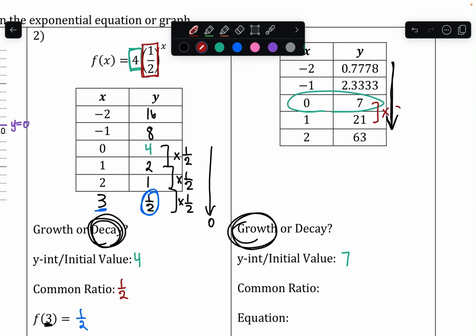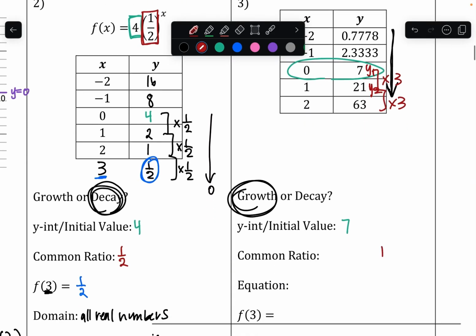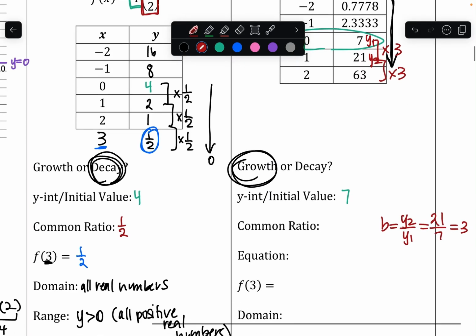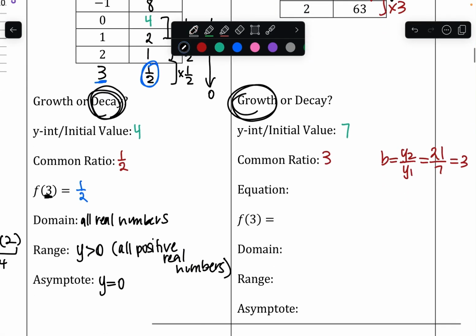Some people can notice that this is multiplying by 3, but again, call this your y1 and this your y2. You can always find your common ratio by taking y2 divided by y1. In this case, it would be 21 divided by 7, which would give us 3. And so here our common ratio is 3, and so now we can write our equation.